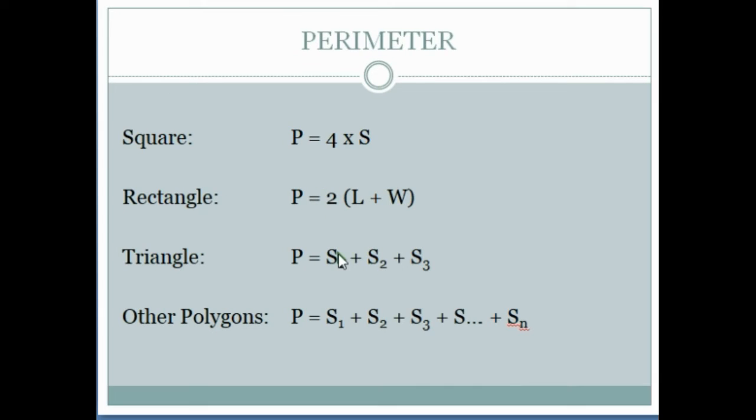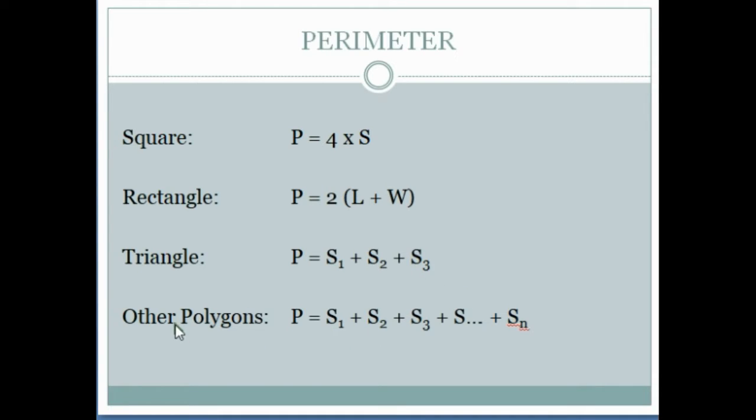Ang next naman natin ay the formula of a triangle. So, you have P is equal to S of 1 plus S of 2 plus S of 3. Ngayon, we all know that a triangle has 3 sides, and pagsasama-samahin nyo lang yung measurement ng side na yon. For S of 1, that's the first side. Second side, yung S of 2, at yung S of 3 naman is the third side.